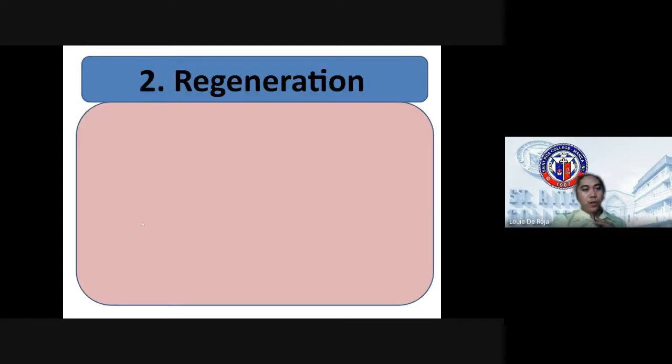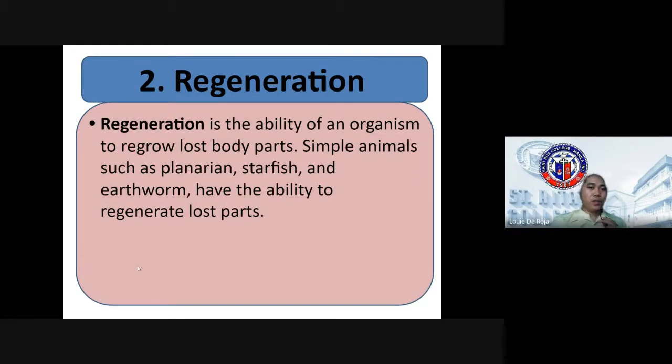Next is regeneration. Regeneration is the ability of an organism to regrow lost body parts. So simple animals such as planarian, starfish, and earthworm have the ability to regenerate lost parts.